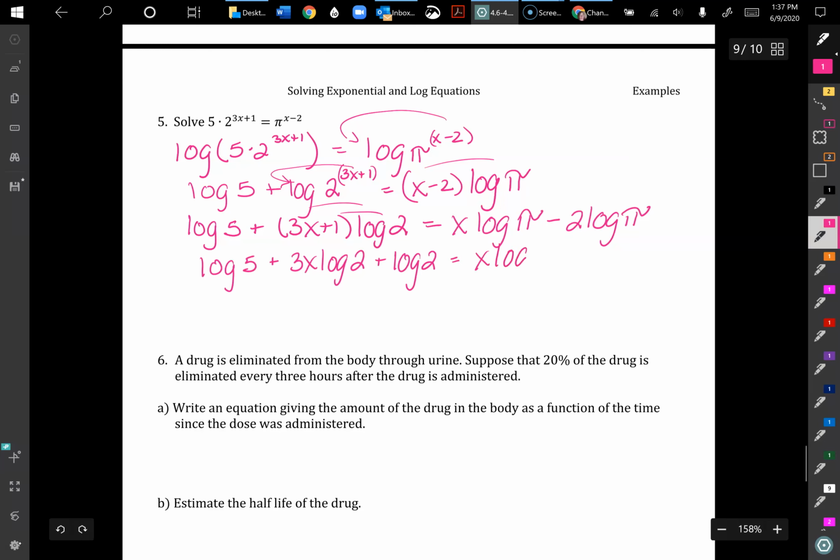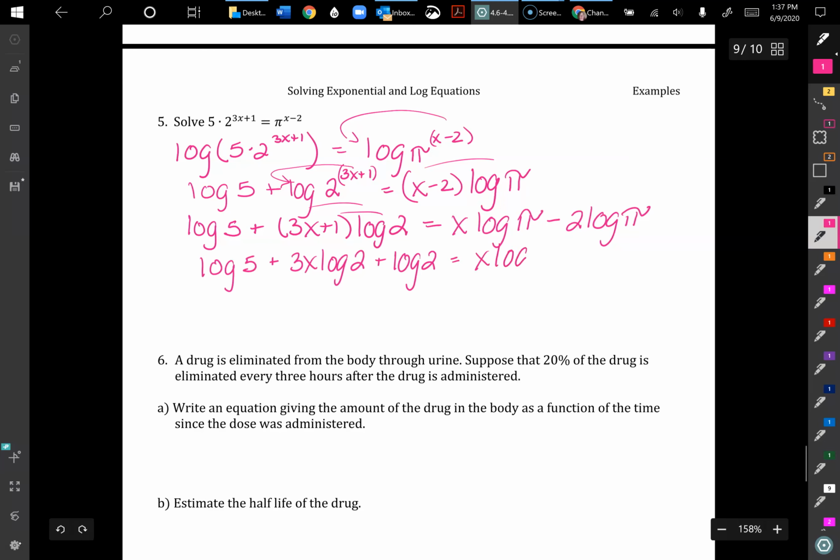Now let's look at number 6. A drug is eliminated from the body through urine. Suppose that 20% of the drug is eliminated every 3 hours after the drug is administered. So first we need to set what our variables are going to be. So I'm going to have let A equal the amount of drug, and let T equal number of hours since it was administered.